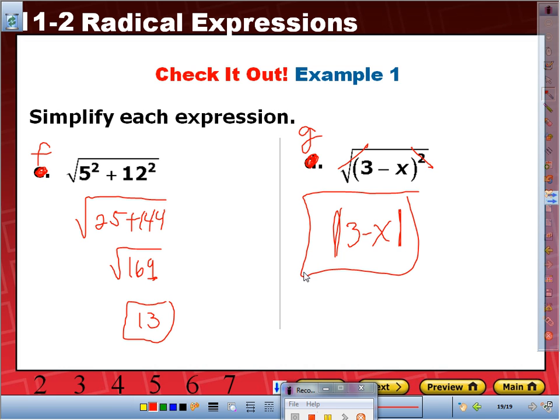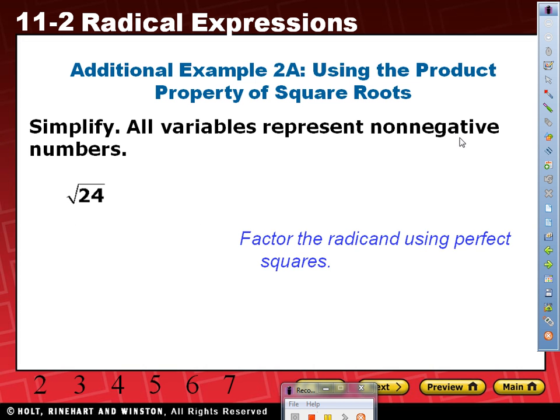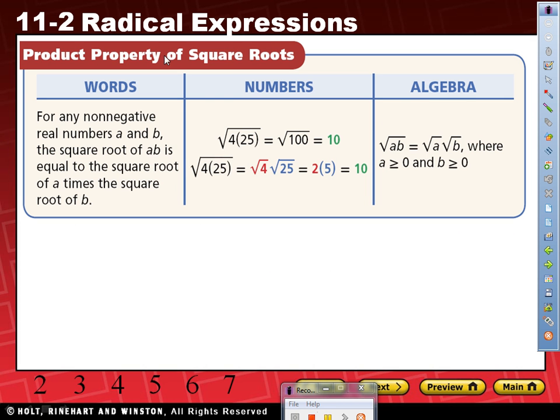However, I'm going to introduce again, we already covered these when we multiplied and divided. And this is called the product property of square roots. And I already addressed that, like I said, at the beginning of the year, but only with numbers.